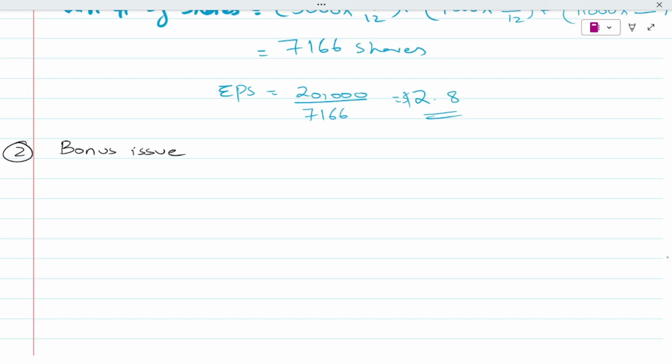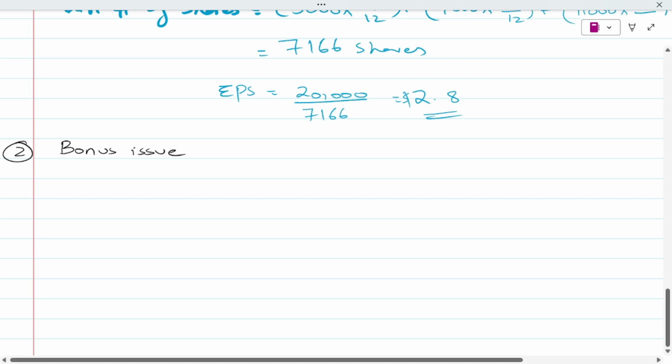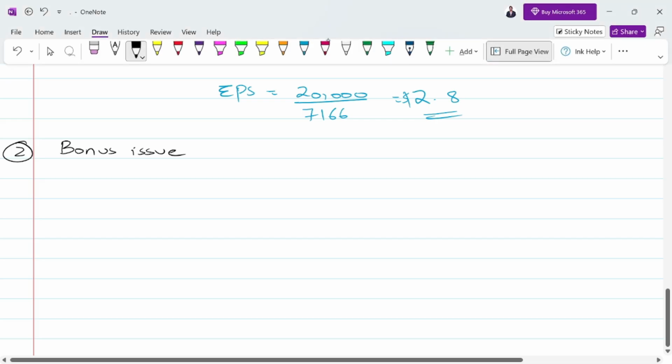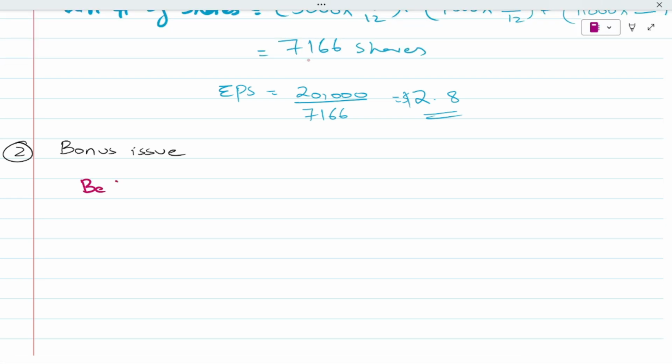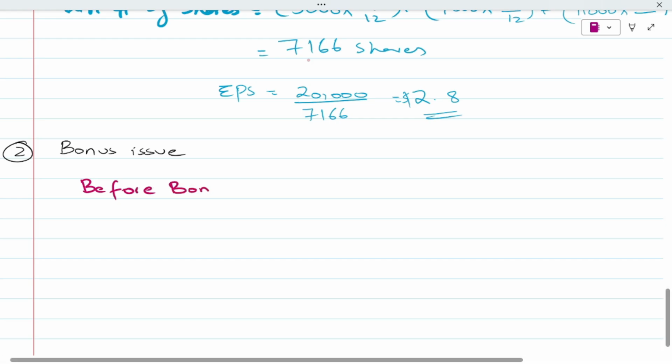And number two, it's a not for value issue. Why not for value issue? Because there is no value added for the investor. Okay, so I'm gonna make two scenarios over here, right? It's gonna be from the perspective of an investor. Okay, and the first one that I'm gonna write over here is before the bonus issue.